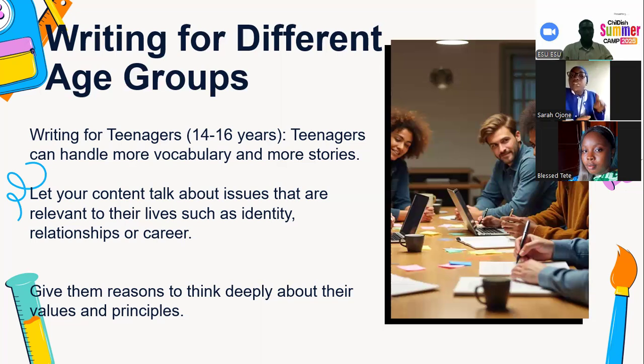Now give them reasons to think deeply about their values and principles. You can't only tell them to think about what the story is telling them. Teenagers want to think about their values. They want to ask themselves, if I was in this situation, would I have done this? If I was in this situation, would I pick up this thing? Will I say yes to this man? Will I say no to the man? Will I say let us go? Because they are now teenagers, they're having values. They're trying to build principles for their life.